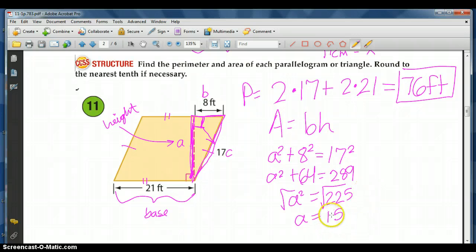So our height is 15, our base is 21. Substitute those into the formula. 21 times 15, which gives us 315 square feet.